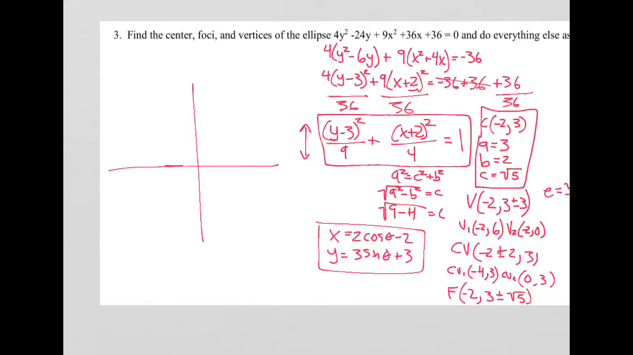So x value of the center is -2, so 1, 2, y value is 3, 1, 2, 3. Boom, there's my center. The 2 with the x says go 2 in both directions x-wise. Just go ahead and ignore that big line. There you go. Okay, and the 3 in front of the sine with the y is saying from that center go up 3, boom, and go down 3, boom. So there you have our ellipse. That was pretty straightforward.